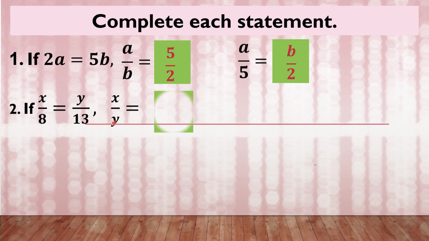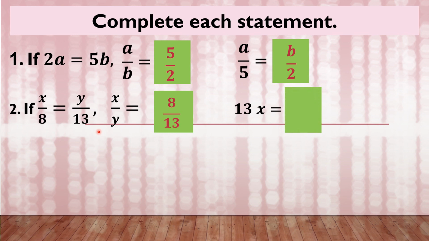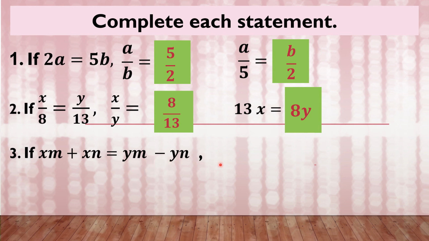So, the correct answer should be 8 over 13. Kasi x over y is equal to 8 over 13. What about this one? So, syempre, 13x is equal to 8y. Okay? Last one. Medyo komplikado ng konti. If xm plus xn is equal to ym minus yn, what is the ratio of x to y? Or what is x over y equal to?